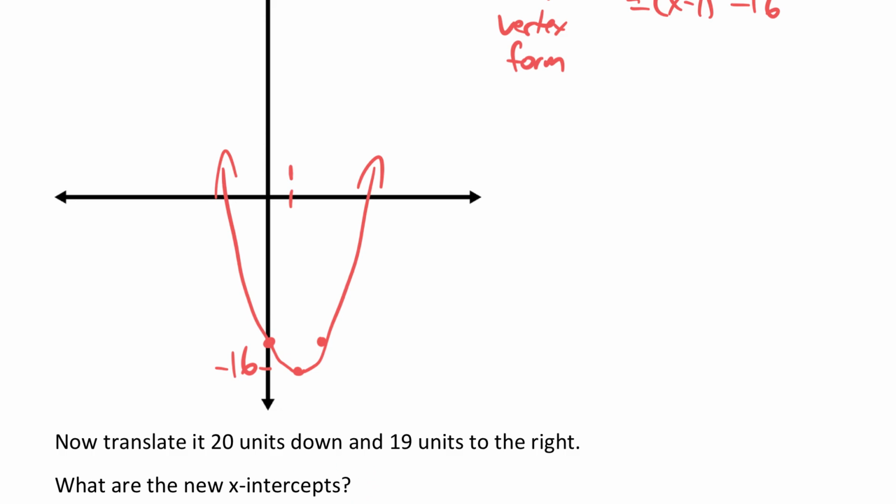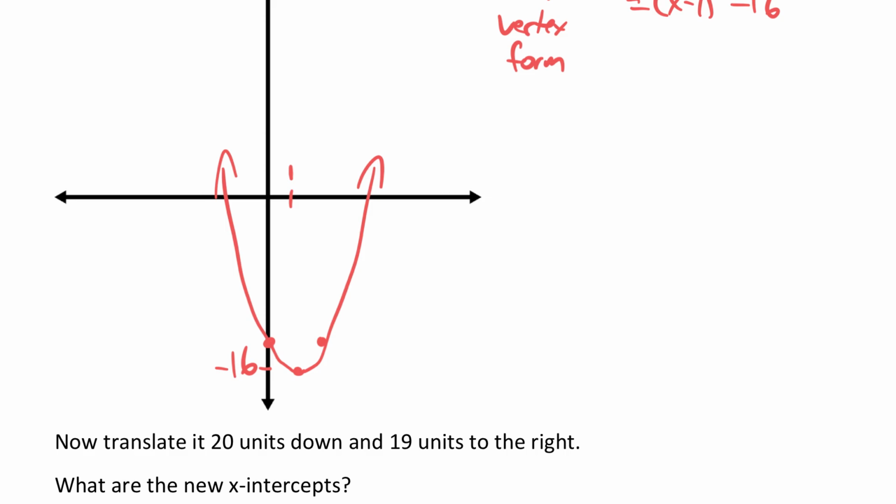In other words, if you look here, there were some x-intercepts. We didn't solve them, but we could have if we wanted to. And now what I want to do is take this graph and move it down and to the right. It's going to be over here somewhere. It's going to have some new x-intercepts, and I want us to determine what they are. Go ahead and pause the video and give it a try.